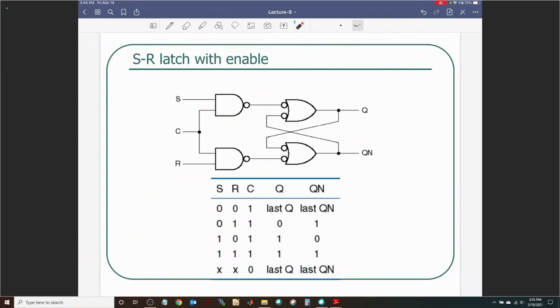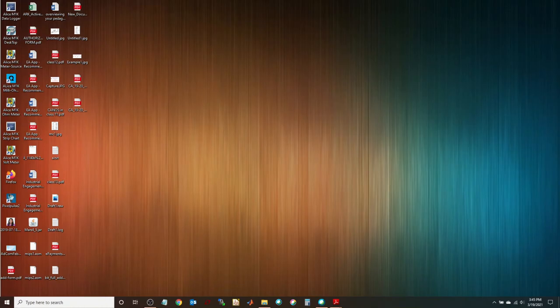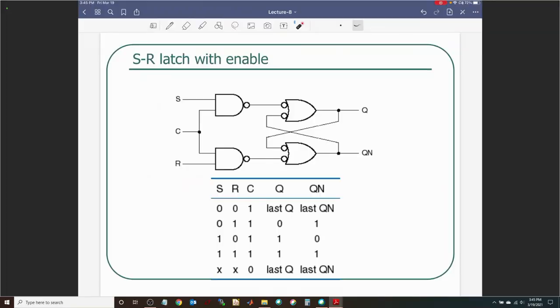Now, we said, let us try to get rid of, so there were two problems, right? One was the not allowed state, and the other problem was that if you try to store the not allowed state, you were ending up in some problem. Right, so there were two problems there. So what we are going to do is, we still have the S and R, there's still an SR latch, but we are adding a new input called C, which is going to be acting as our enable. Let me try to explain what this is going to do.